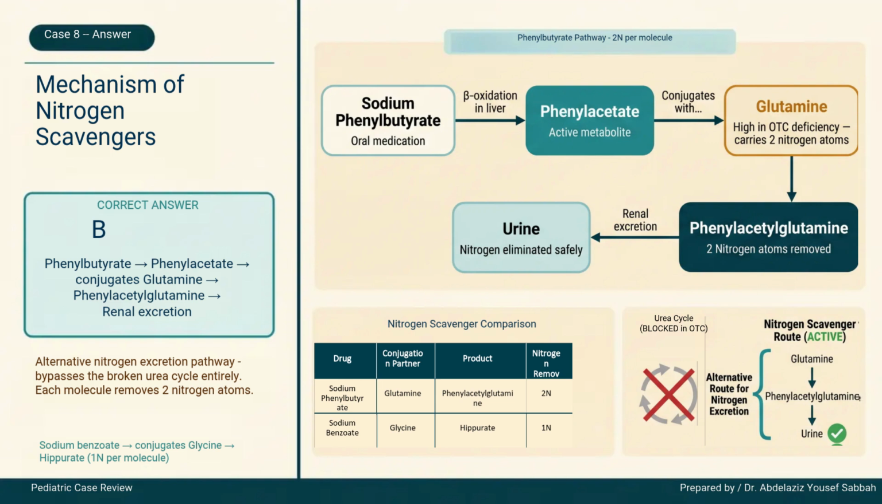The answer is B. Sodium phenylbutyrate is converted by beta oxidation in the liver to phenylacetate, the active metabolite. Phenylacetate conjugates with glutamine to form phenylacetylglutamine, which the kidneys excrete in urine. Because glutamine carries 2 nitrogen atoms, each molecule removes 2 nitrogens, and it bypasses the broken urea cycle entirely. Contrast that with sodium benzoate, which conjugates with glycine to make hippurate and removes only 1 nitrogen. The drug doesn't inhibit gut ammonia, doesn't reactivate OTC, and doesn't chelate ammonia. It provides an alternative excretion pathway.